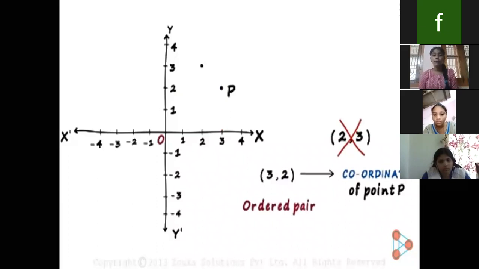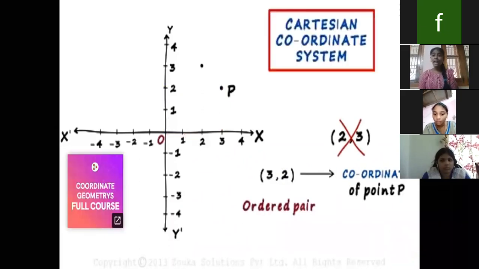So first of all, we need to write only the x-axis value, and next we need to write the y-axis value. The x-axis value is also known as abscissa and the y-axis value is also known as ordinate. This is all known as the Cartesian coordinate system. Thank you.